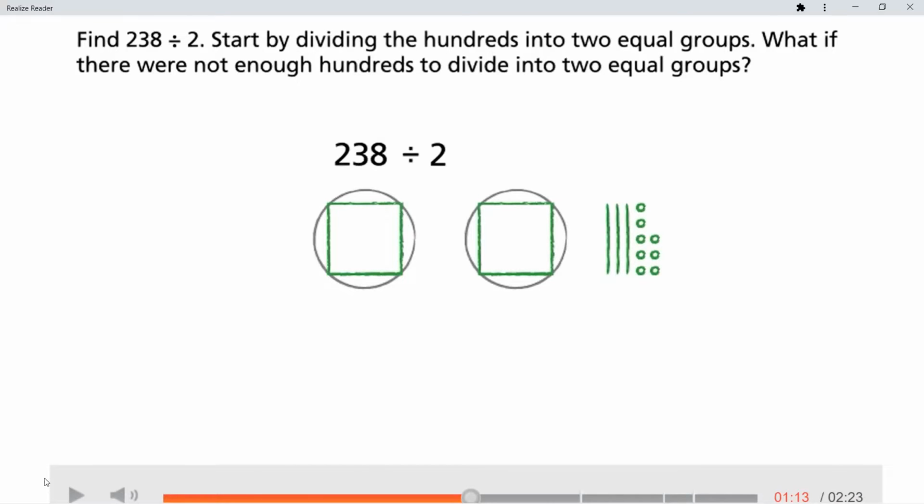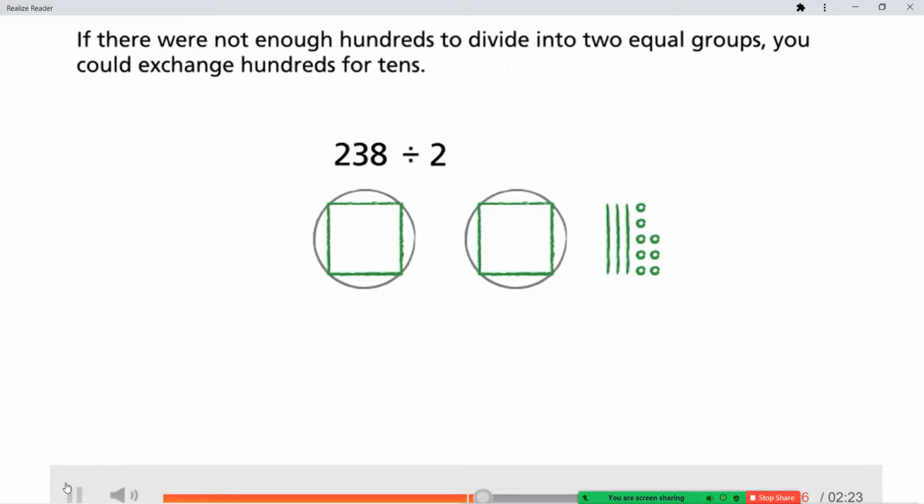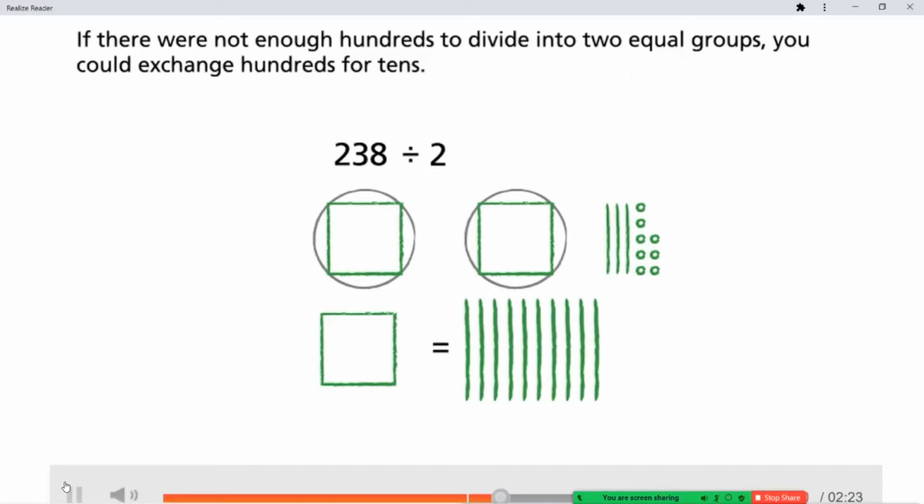So stop and think, what do we need to do if we can't divide the hundreds into equal groups? What's something that we can do, since it's a large number, to help make more of it? If there were not enough hundreds to divide into 2 equal groups, you could exchange hundreds for tens.